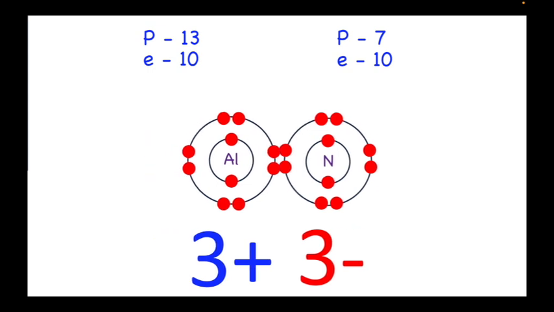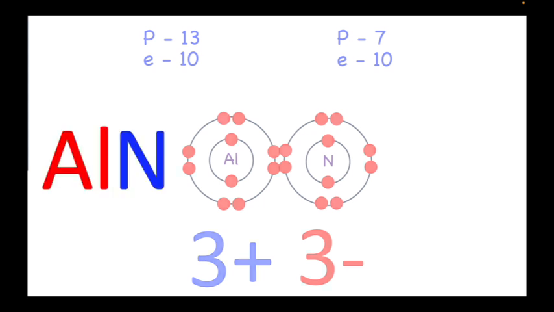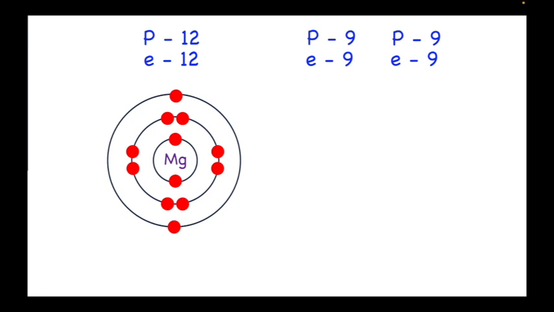They attract very strongly and form aluminum nitride, which is denoted as AlN. Now let's take another interesting example. Having studied one full element and one more full element bonding ionically, now we are seeing an interesting case.